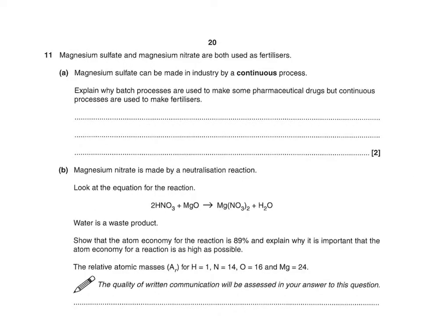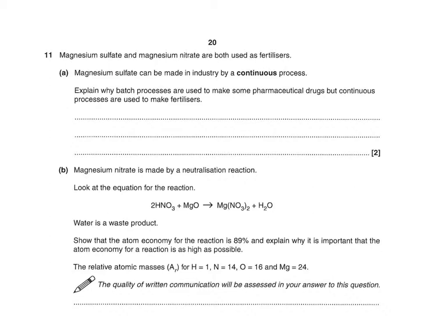Next question, magnesium sulfate and magnesium nitrate are both used as fertilisers. Magnesium sulfate can be made in industry by a continuous process. Explain why batch processes are used to make some pharmaceutical drugs, but continuous processes are used to make fertilisers. And there's 2 marks here. And this is really just the idea of the difference between batch and continuous.